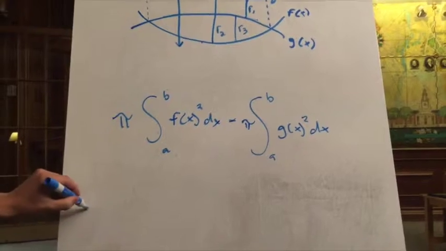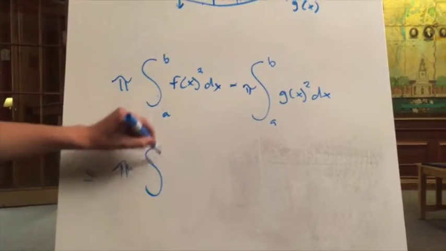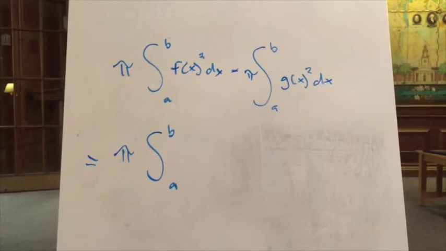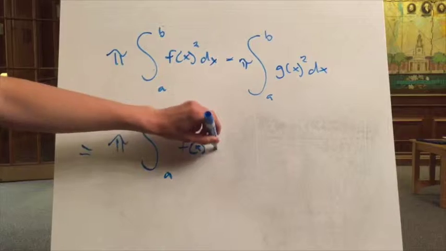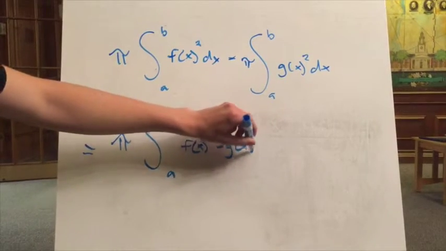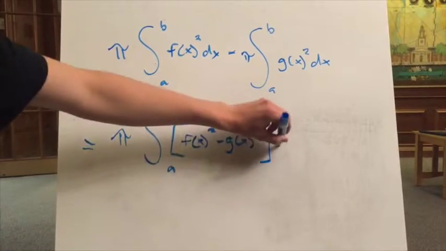This entire thing simplifies down to pi times the integral from b to a of f of x squared minus g of x squared dx.